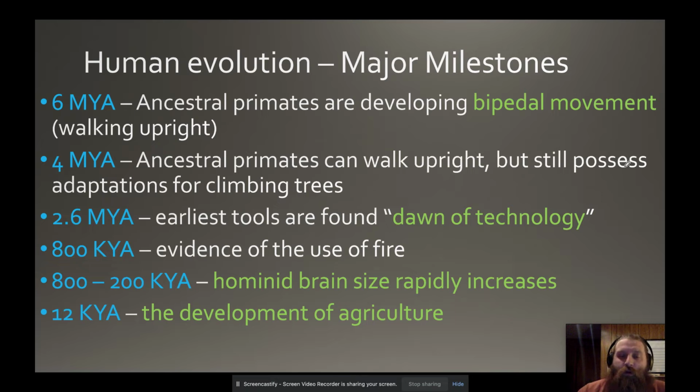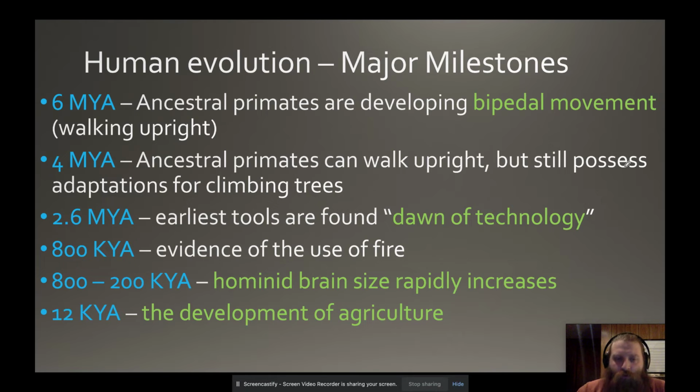2.6 million years ago, we call the dawn of technology. That's when we find the earliest evidence of tools. About 800,000 years ago, we have the evidence for the use of fire. This is found in caves and burnt logs and fire rings and that kind of thing. Between 800 and 200,000 years ago, the brain size in the fossils that we find is rapidly increasing. And about 12,000 years ago, we have the development of agriculture.